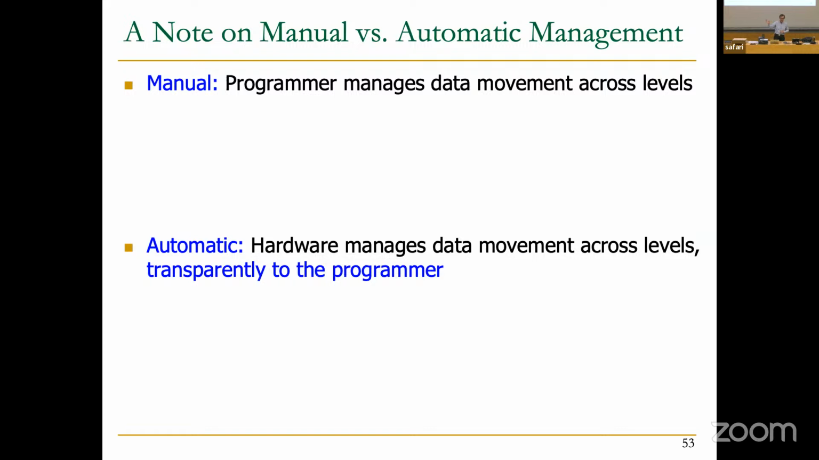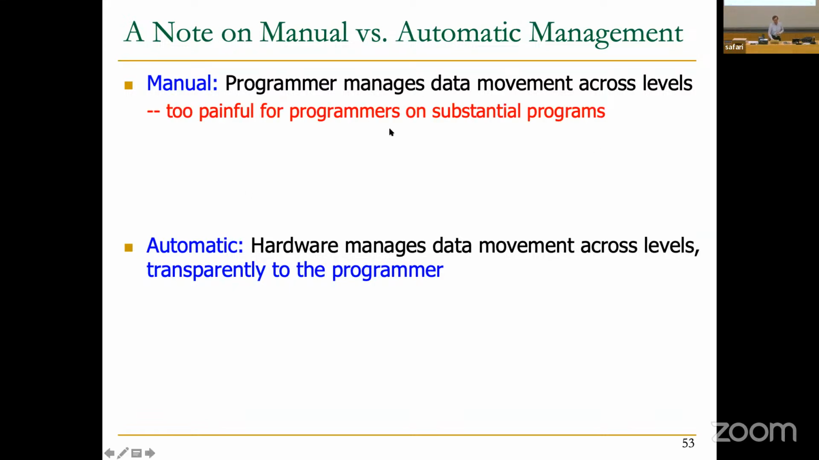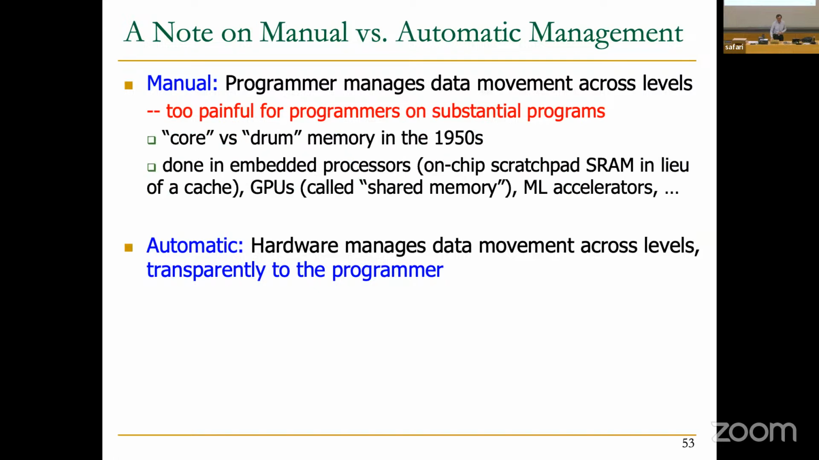We don't talk about manually managed caches. We call a manually managed cache a scratchpad, for example, as we will see. The reason is manual management is too painful for programmers on substantial programs. And people have figured this out based on experience. Old systems in the 1950s, for example, required manual management.